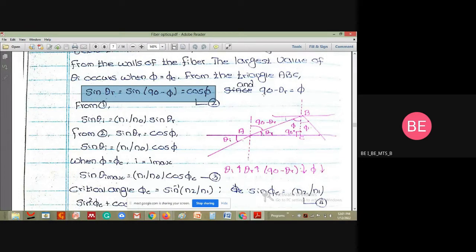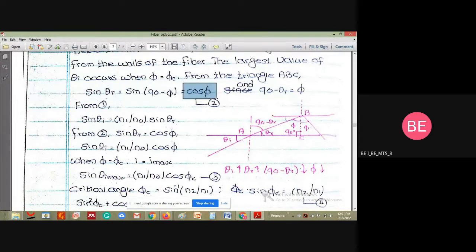And we have one more relation, that this 90 minus theta r is equal to this phi, right? Please remember this equation also. So instead of theta r, we have 90 minus phi, and instead of phi, we have 90 minus theta r. These two relations you need to remember. So we can simply replace the sine theta r with cos phi.